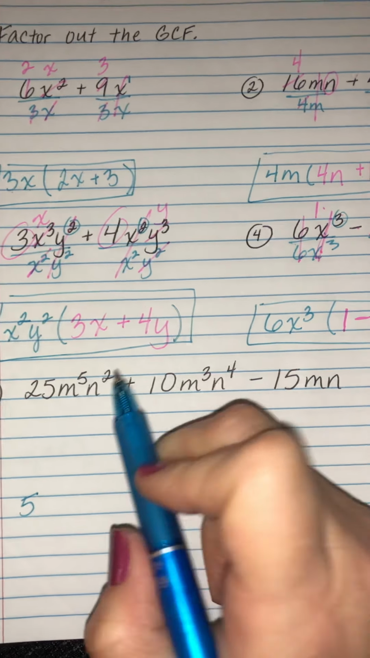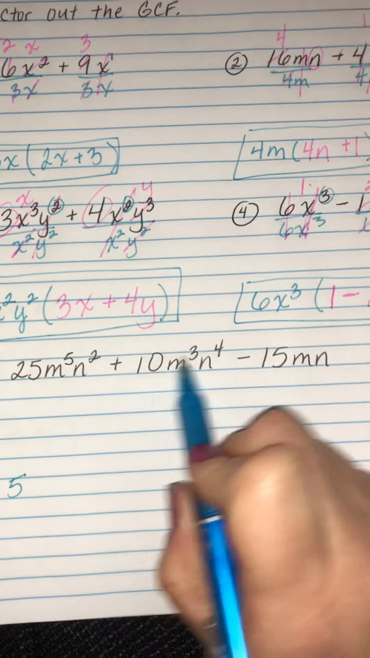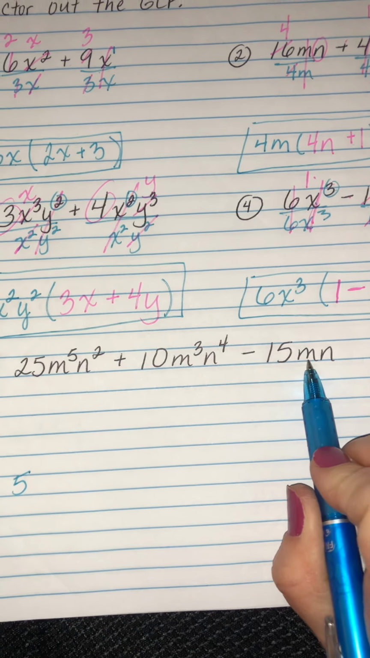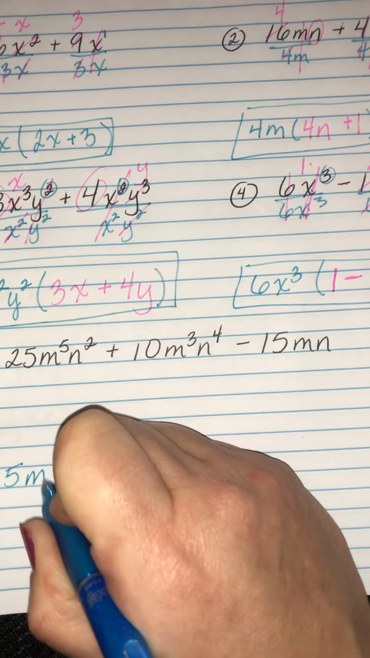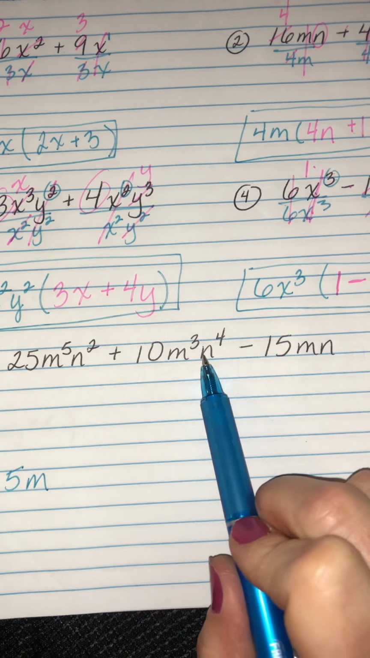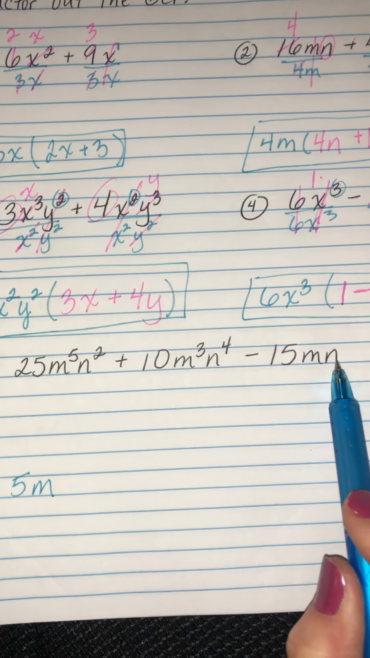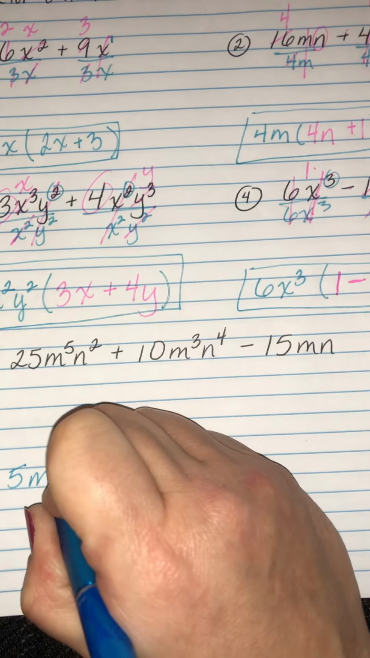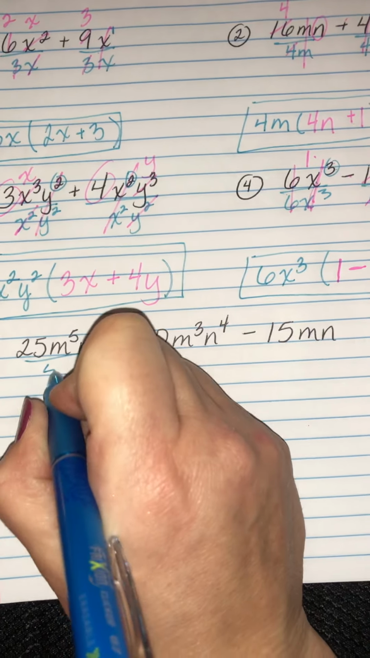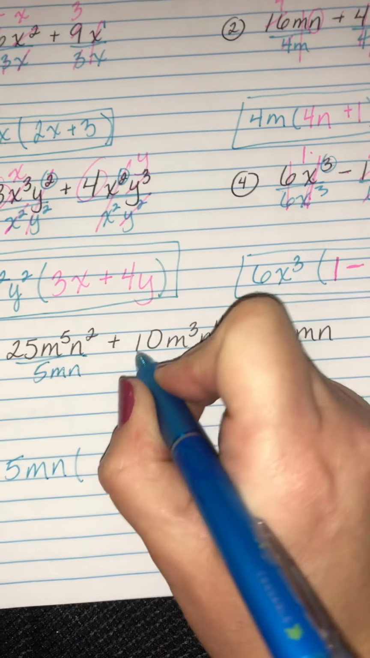Now I'm going to look at the variables. They all have an m. I'm going to take the smallest exponent, which is here, just m to the first power. Then I'm also looking at my n's. Here's n squared, n to the fourth, n. This is my smallest exponent, so 5mn is my GCF. So that's what I'm going to divide by all the way across.